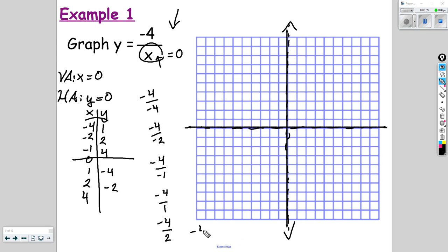And then -4 over positive 4 would give us -1. Let's plot these values. Change the color here. So we have (-4, 1), (-2, 2), (-1, 4), (1, -4), (2, -2), and (4, -1).